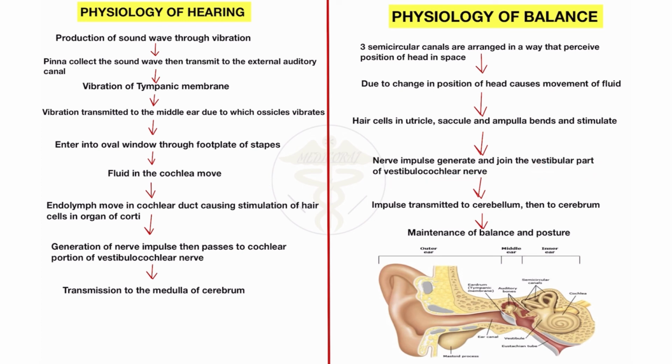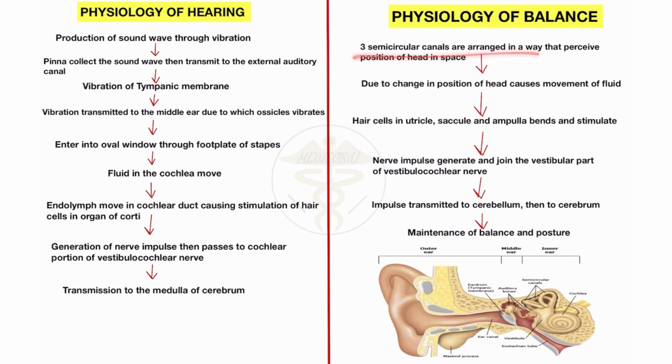When the impulse is transmitted through the vestibulocochlear nerve, it is then transmitted, same as in hearing, to the cerebellum. The cerebellum helps in balancing our body, so it is transmitted to the cerebellum and then to the cerebrum part of the brain. So this is about the physiology of balance and the maintenance of balance and posture in our body.